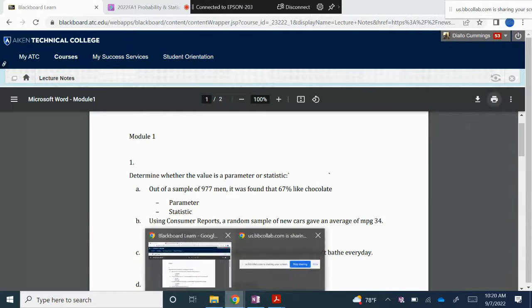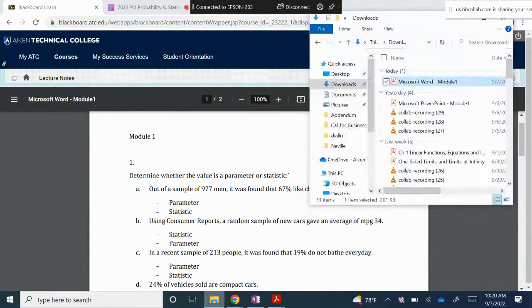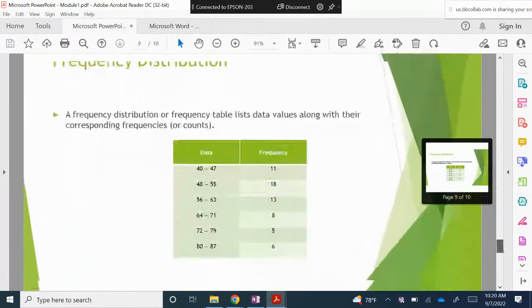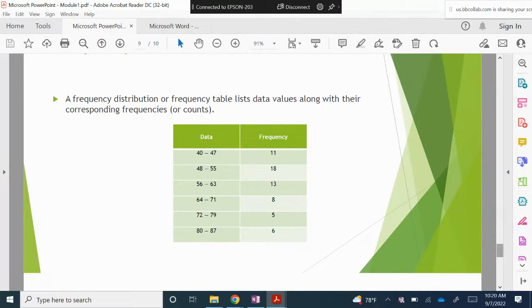All right, so for example, if I wanted to find the midpoint for this first class, I would simply add 40 plus 47, and I would divide by 2. If I wanted to find the midpoint for the second class, I would add 40 plus 55, divide that by 2, and so on and so forth.